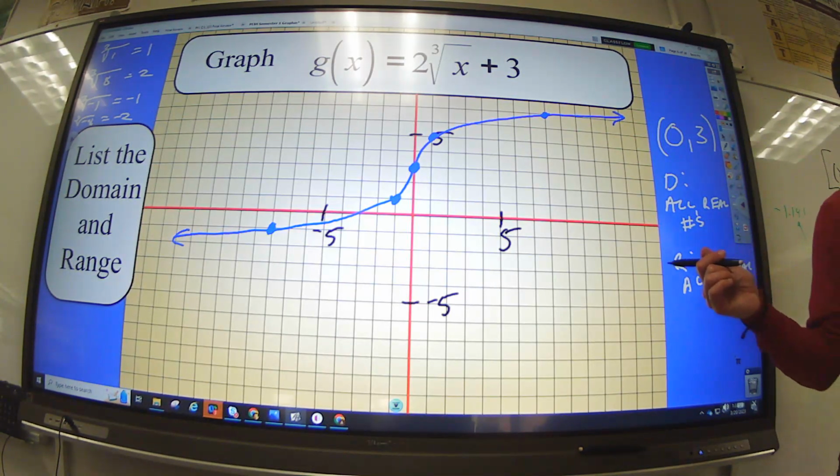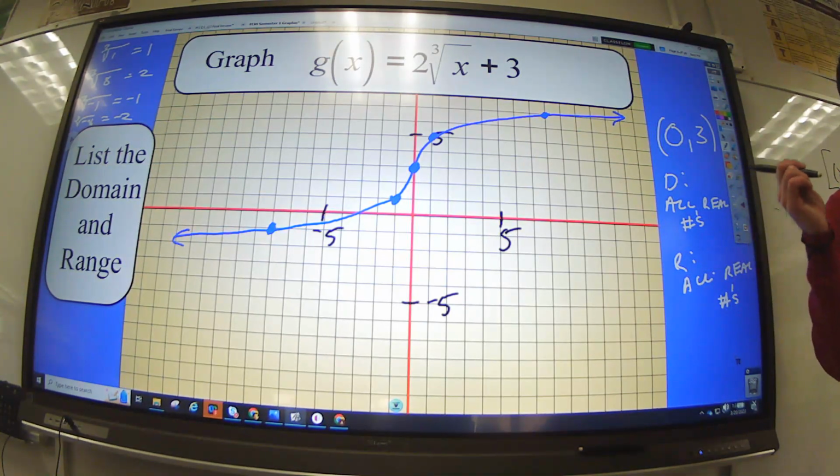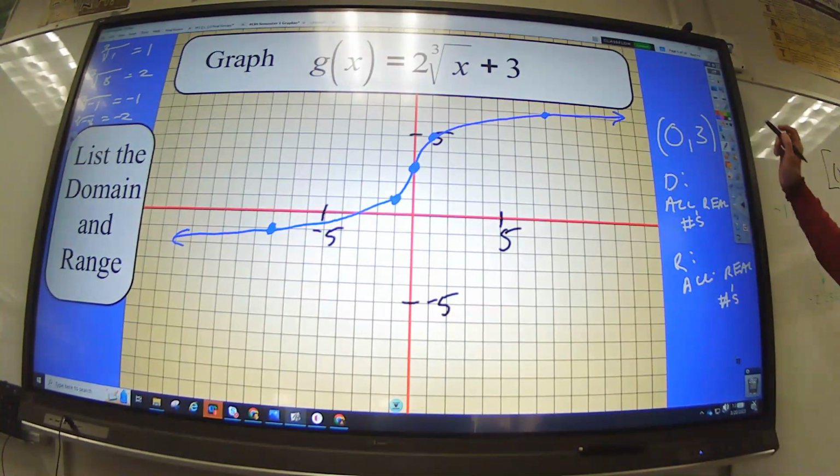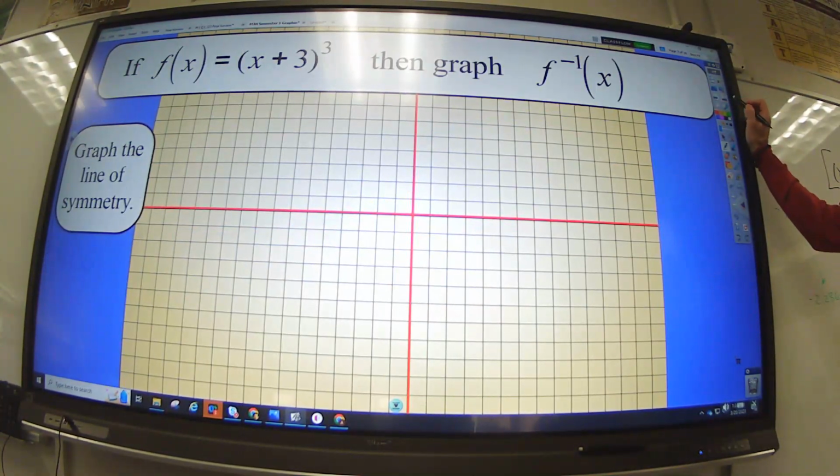Everything I'm showing you right now, I'm going to give you a piece of paper and you're going to have to graph it and list the domain and range. Then when you're done, you turn it in and you log on to Delta Math and do your Delta Math section. Two parts to the final.